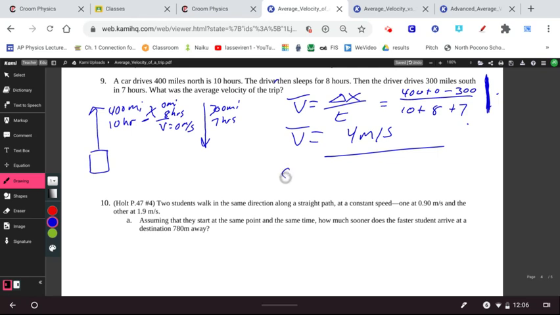The average speed, on the other hand, is distance. And so we take the absolute value of each measurement. We don't subtract the 300. We just add it. So it's 400 plus 0 plus 300. That's the big difference, divided by, again, the 25 hours. And that would be 700 divided by 25, which is 28.